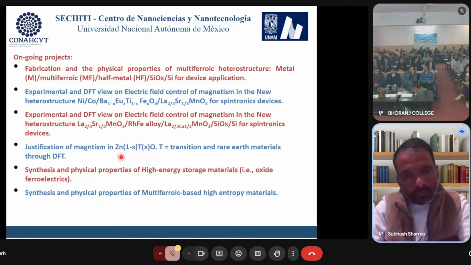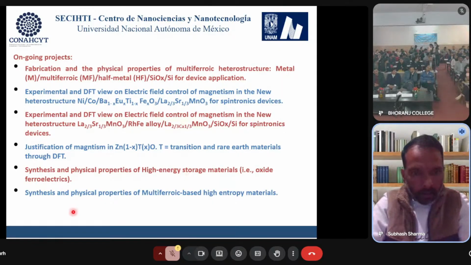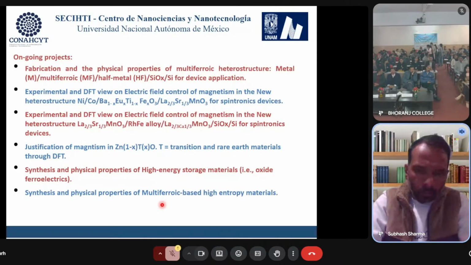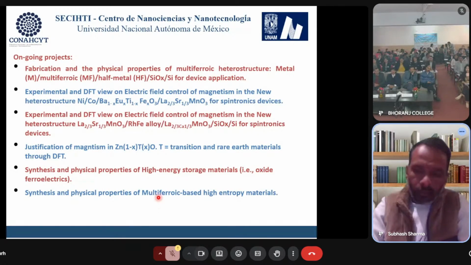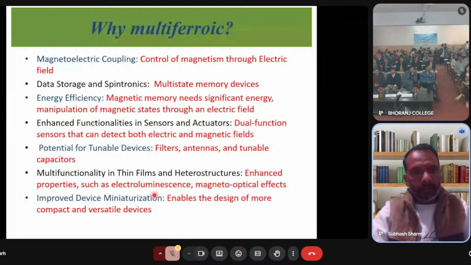So they are trying to justify by DFT what the main mechanism for magnetism is. And synthesis of physical properties of high energy storage materials has been discussed, and multiferroic based high entropy materials. Multiferroic materials, I think, started from 1950, but the main boost was around 2000. But still it is a hot topic. We will explain why. So why multiferroic?